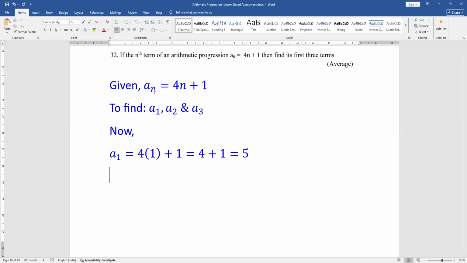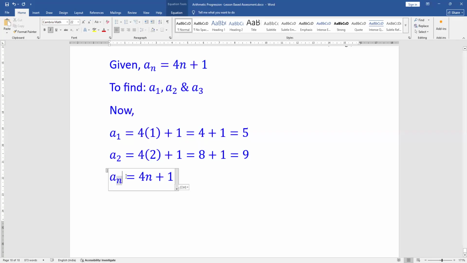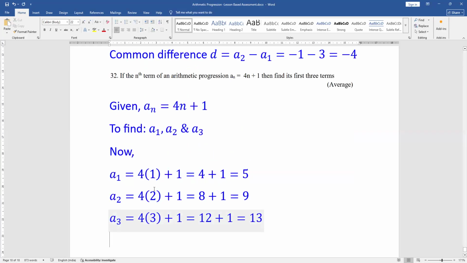Next, similarly, I copy the same formula. For n put 2. So if you need the second term, replace n with 2. So 4 2s is how much? 8 plus 1. It will be equal to 9. Now I copy the same formula. Here n equals 3. Where n is, I put 3. 4 3s is 12. Plus 1 is equal to 13.